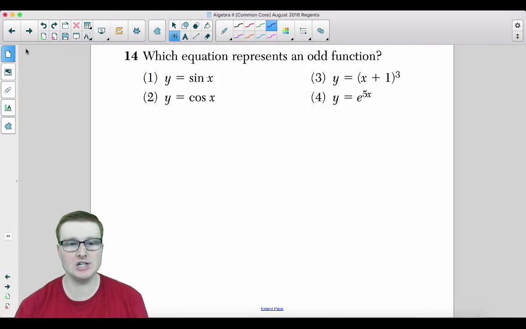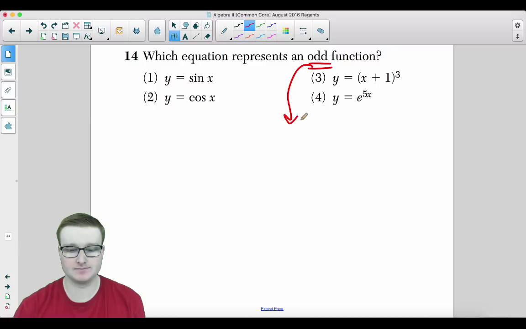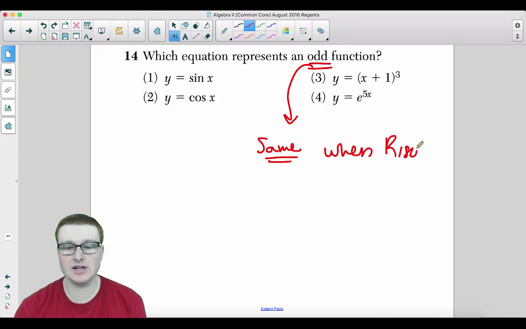Number 14, which equation represents an odd function? So what you need to know is an odd function is the same, or it maintains itself, when a rotation of 180 degrees is performed. This, ladies and gentlemen, also means symmetric through the origin.